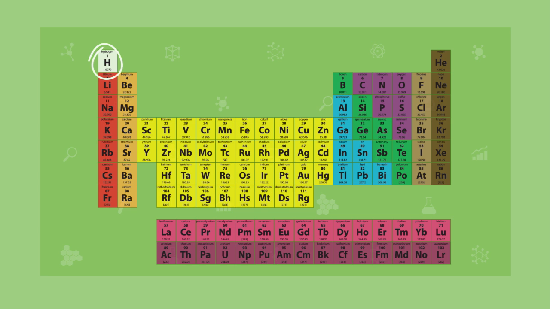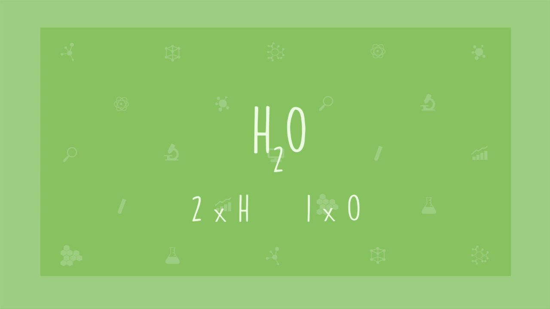So hydrogen's in group 1, and there are 2 of them. So this corresponds to 2 lots of 1 valence electron. And oxygen's in group 6, which means it has 6 valence electrons. And 2 lots of 1 plus 1 lot of 6 equals 8. So there are 8 valence electrons in a water molecule.